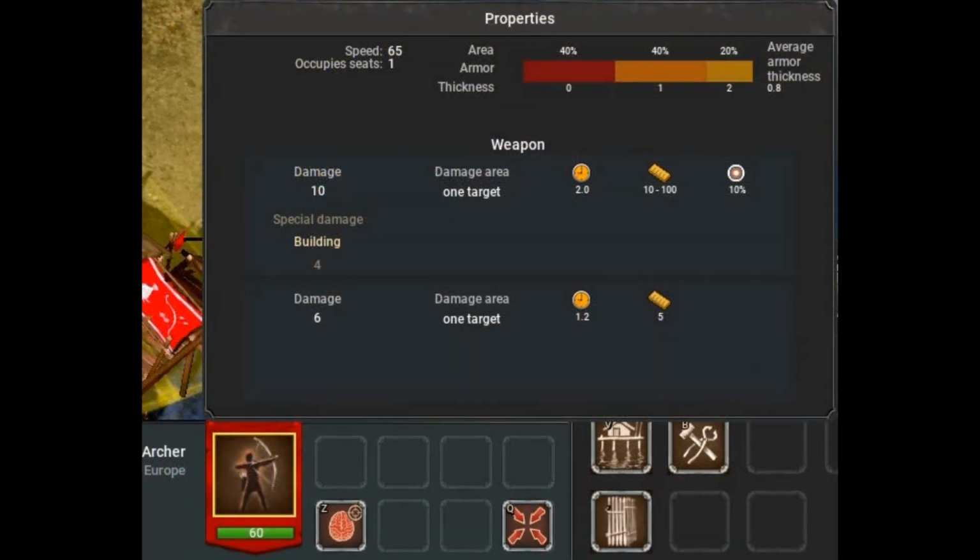The next statistic shown is the clock. This shows the amount of time the unit waits before attacking again. Basically, it's a reload time. As you can see, the archer has a 2-second reload time, but this varies for all different types of units.